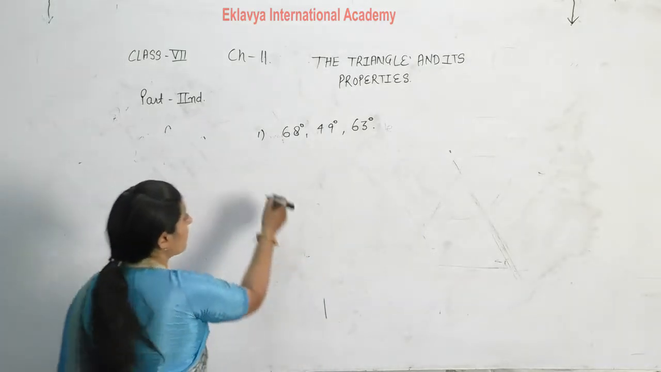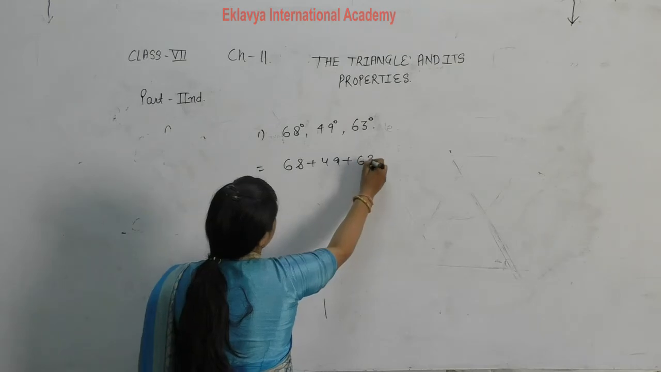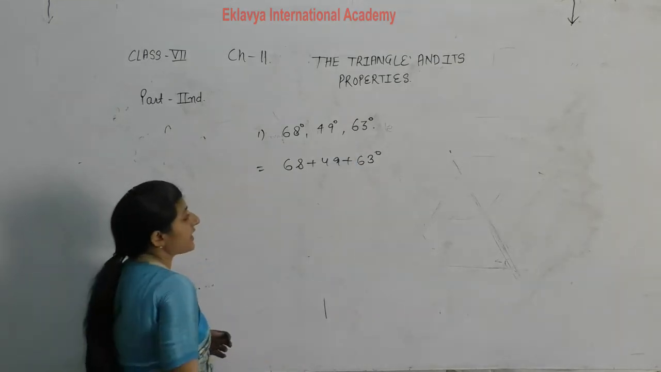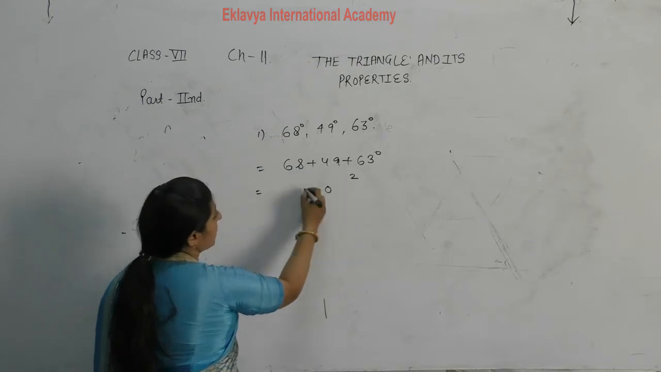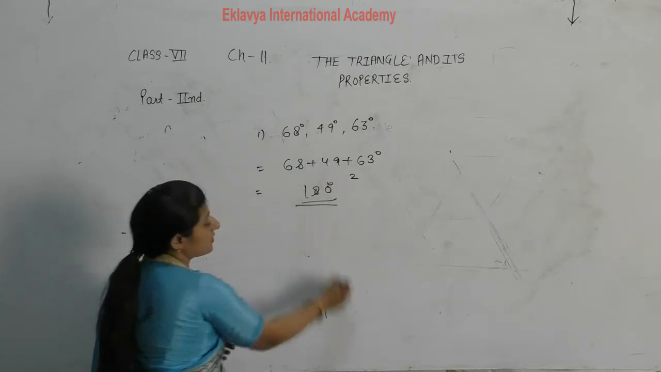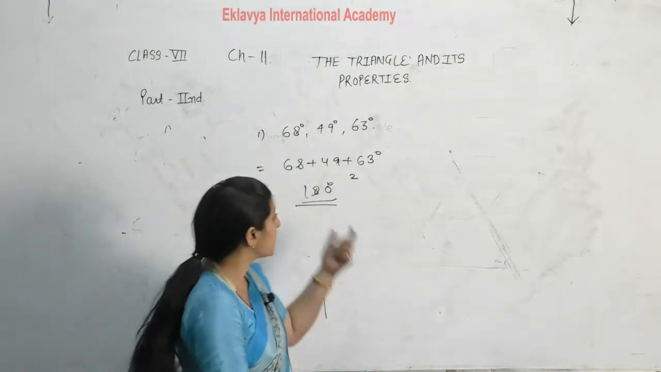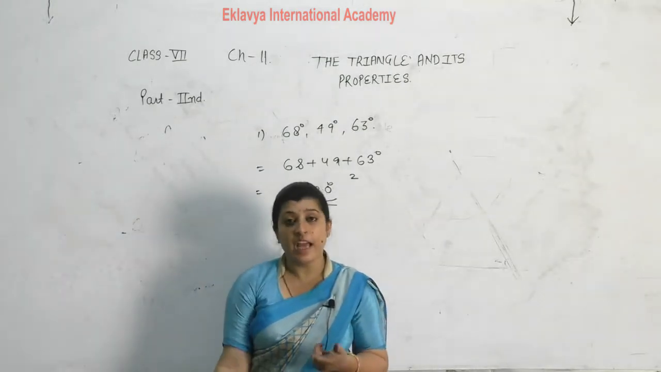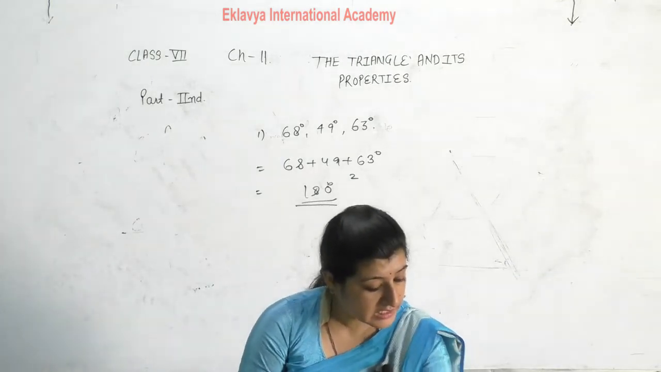So what will we do? We will check the sum of all these angles. 8 and 9 is 17, and 3 is 20. 6 and 6 is 12, 4 is 16, and 2 is 18. So that is equal to 180 degrees. It means it is possible to construct a triangle from the given angles. Another example, see.